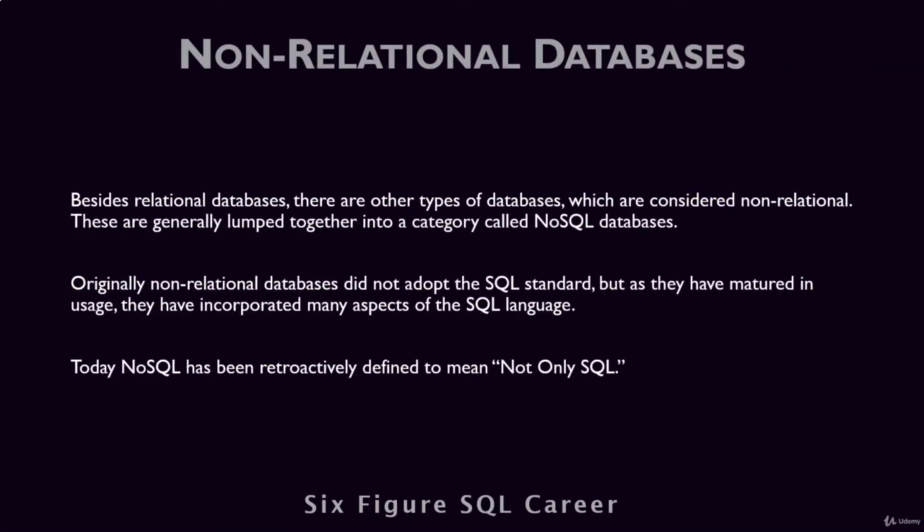Now, before we conclude this lesson, I want to go a little bit into non-relational databases, since this is a very popular topic that seems to come up a lot. Besides relational databases, there are other types of databases which are considered non-relational. These are generally lumped together into a category called NoSQL databases. Originally, non-relational databases did not adopt the SQL standard, but as they have matured in usage, they have incorporated many aspects of the SQL language. So today, NoSQL has been retroactively defined to mean not only SQL.